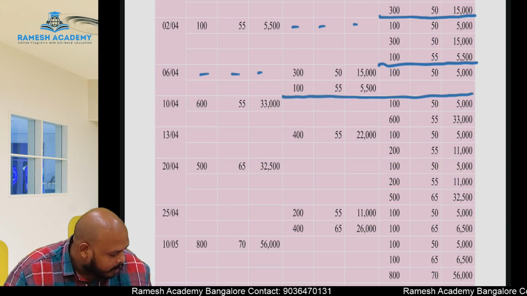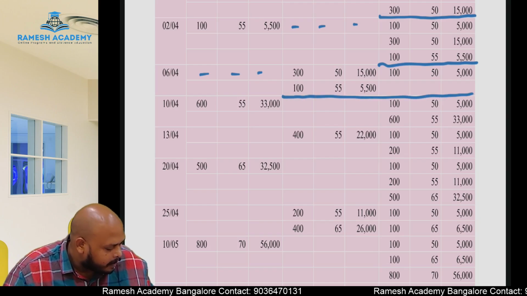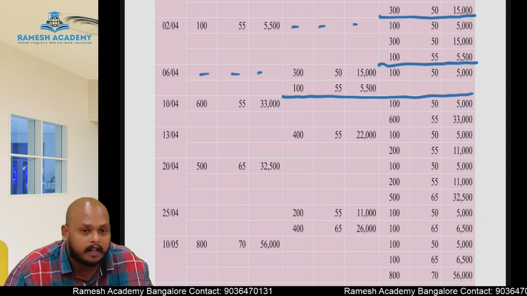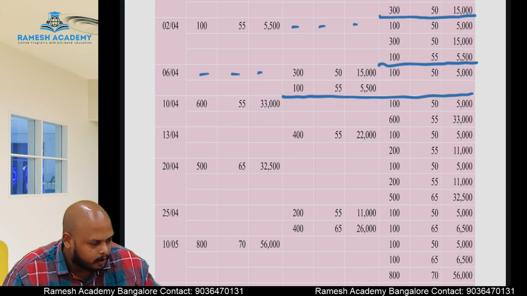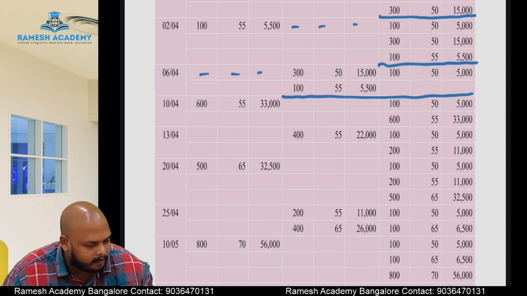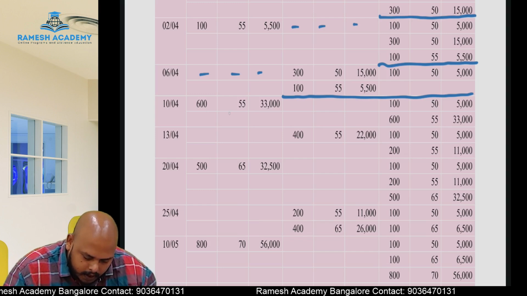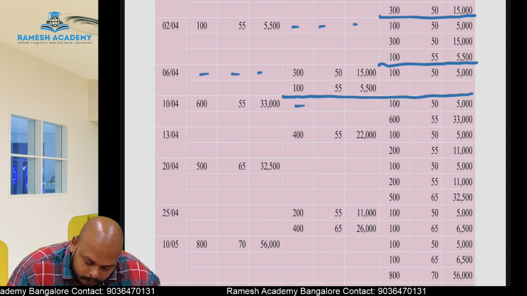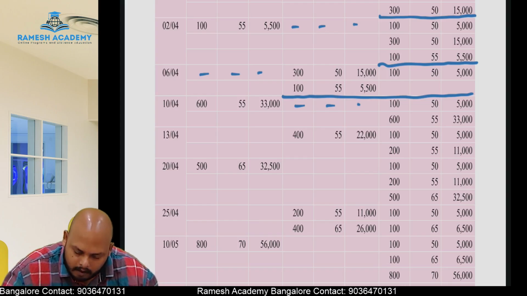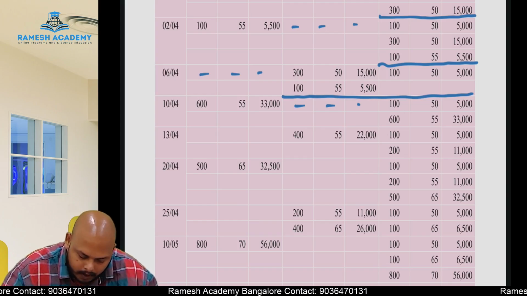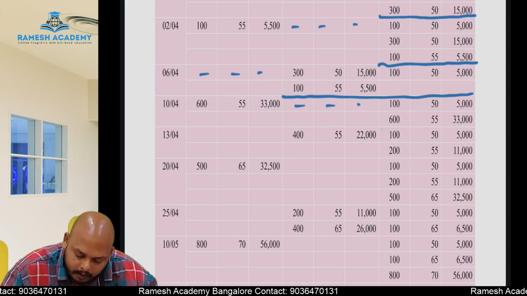Next, Nana, 10th April. 10th April purchased how many units? 600 units. What is the price per unit? 55 per unit. So 600, 55, 33,000. Balance: first balance will be base stock like that only. 600 we purchased, 55, 33,000.